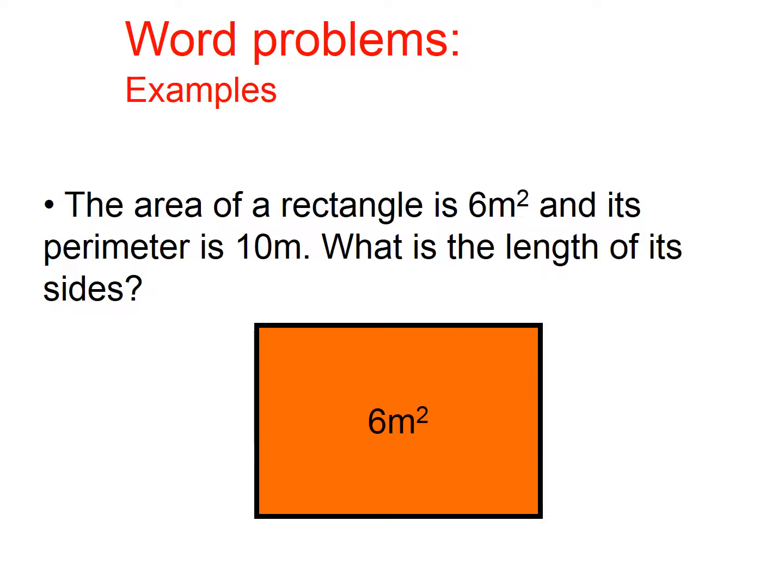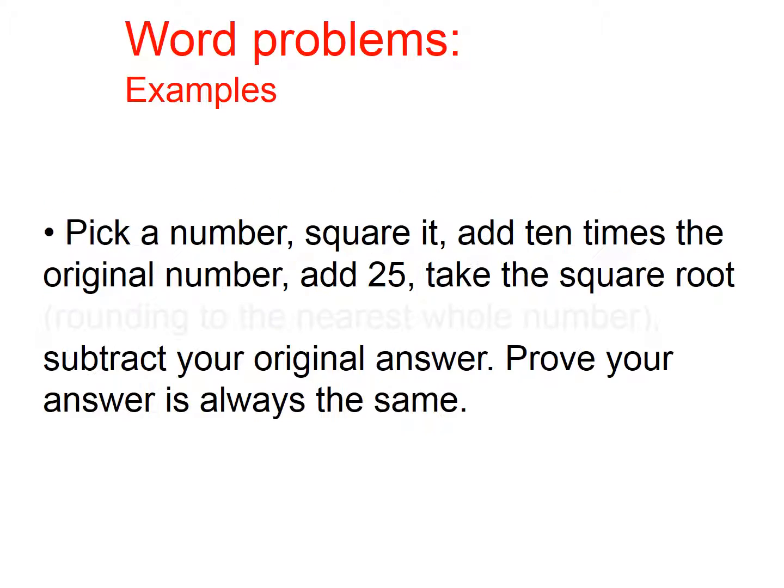We've got 2 and 3. If we times those together, we do get the area, which is 6. And if we use this equation up here, 2 plus 3 is 5, times 2 is 10. So checking this equation up here gives us the right answer. So we can do one of those steps.